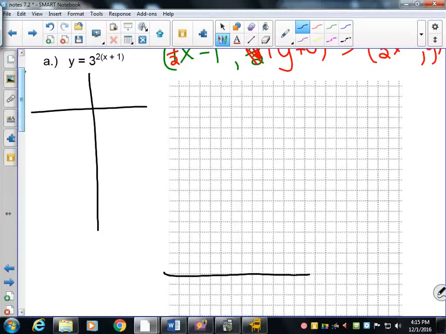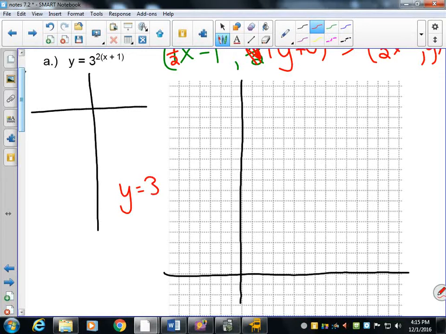So if I make this my x-axis and this my y-axis, if I did an original graph, so if I graphed y is equal to 3 to the x, I get 0 and 1, I get 1 and 3.